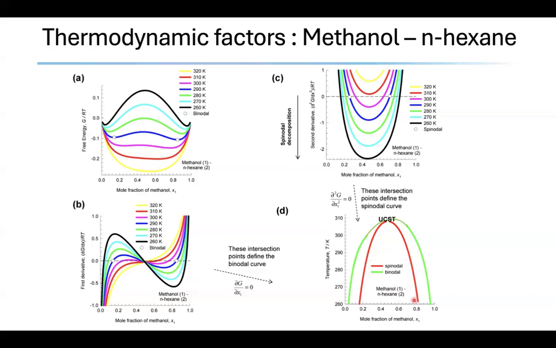What this plot essentially tells you is that if you're within the region of the spinodal curve, then your mixture phase separates. If you prepare your system in between the binodal and the spinodal curve, you're in a metastable region. In contrast, if you prepare your system outside the binodal, then you have a stable mixture.